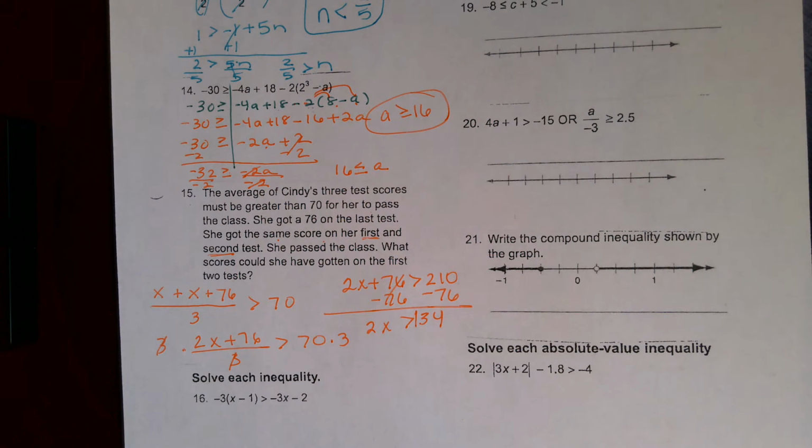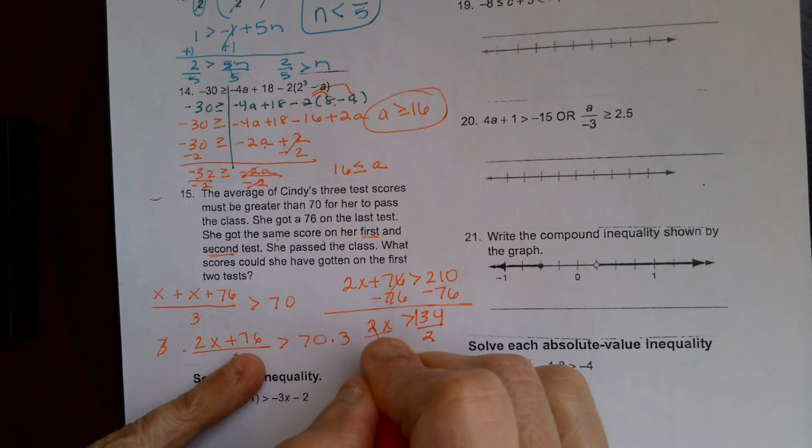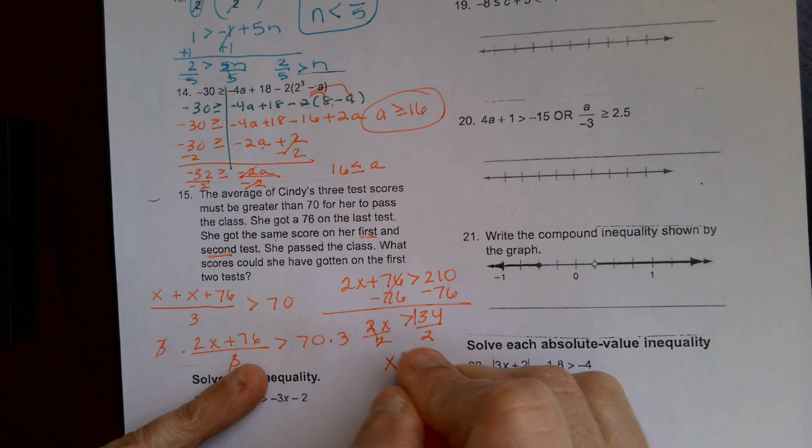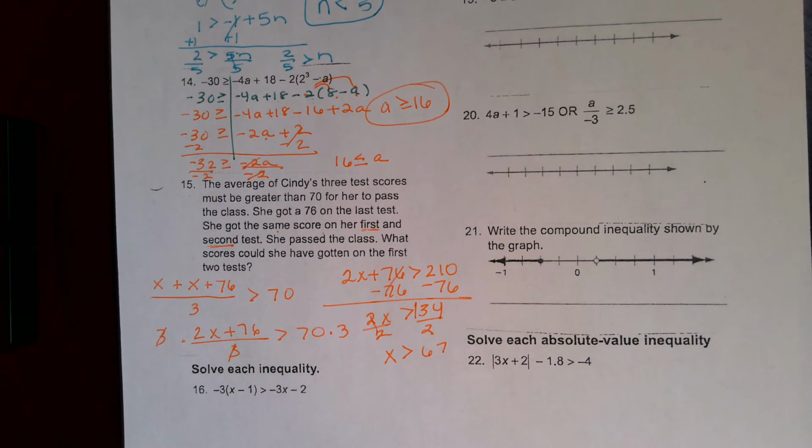How about 134? And then we're going to divide by 2. And we get x is greater than 67. So I hope that makes sense. All right, let's take a look at another one.